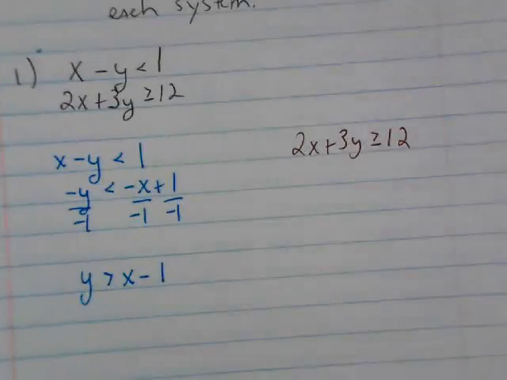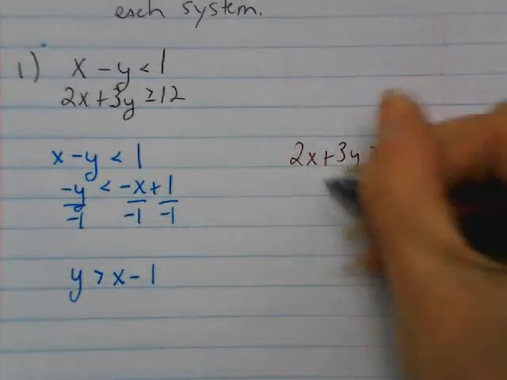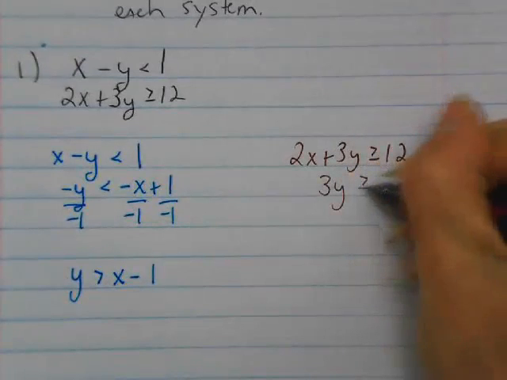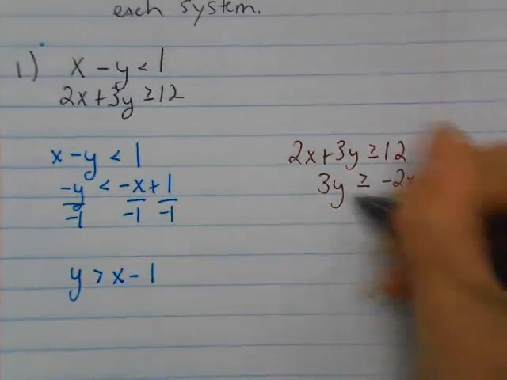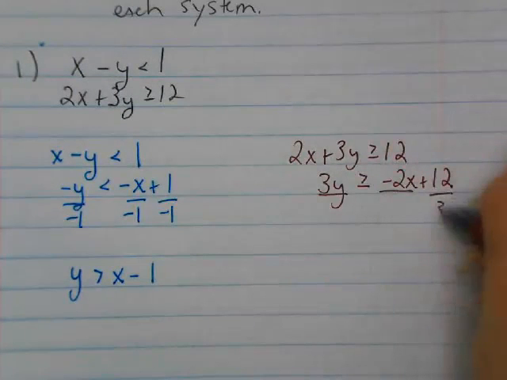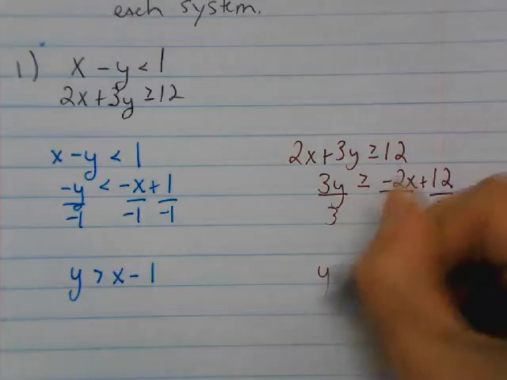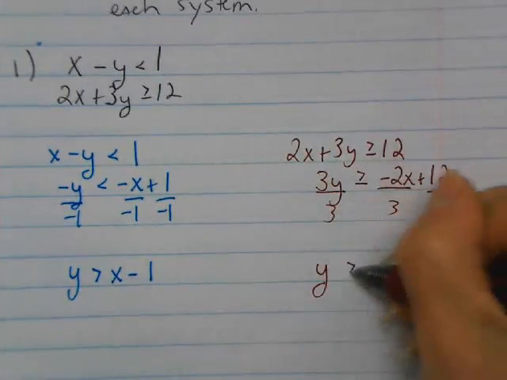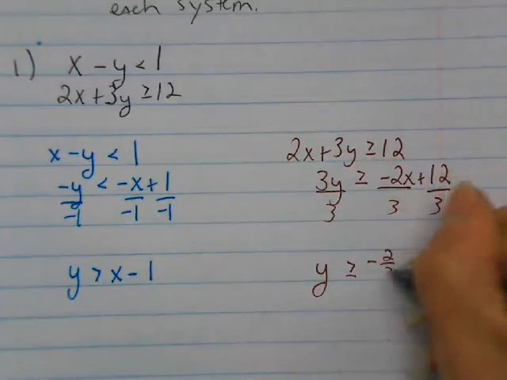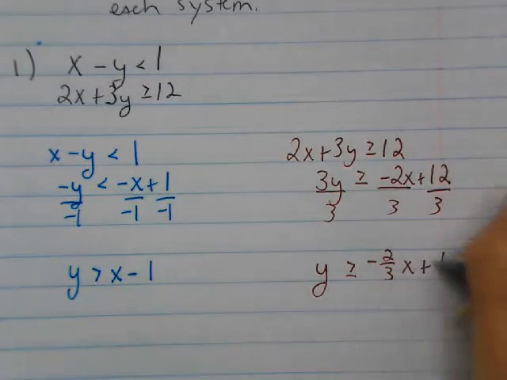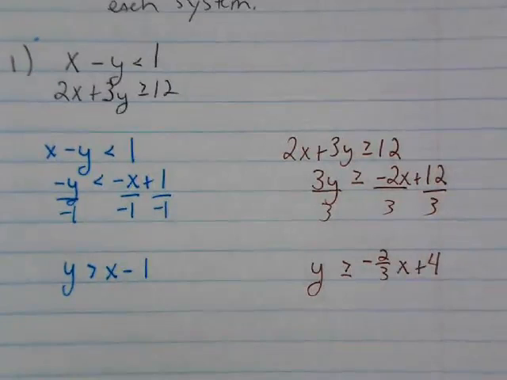Okay, head back to your paper. Let's solve this guy for y. So I get 3y is greater than or equal to negative 2x plus 12. And I'm going to divide everybody by 3. So I get y is, since it was a positive 3, the inequality stays, greater than or equal to negative 2/3 x plus 4. Alright, head back to your graph.